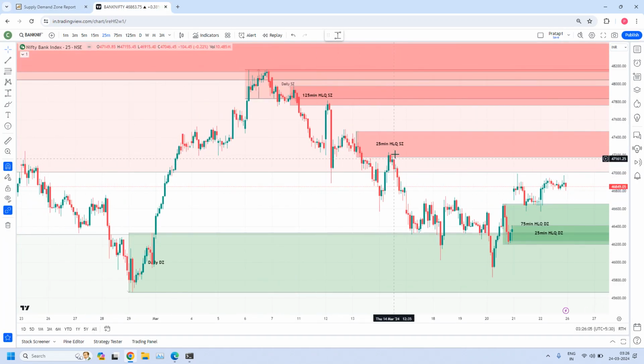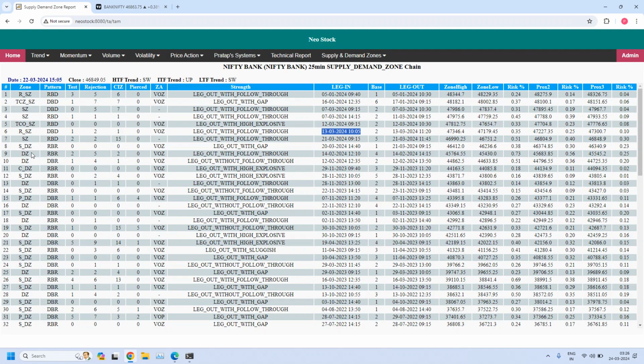Sometimes you may get a doubt. There is a higher chance it might violate. Suppose you feel like that, at 25 minutes, is there any other high liquidity zone above this? So go through this report, because I'm showing you the chain completely. The purpose of showing you this supply demand zone chain is you can draw the other levels.